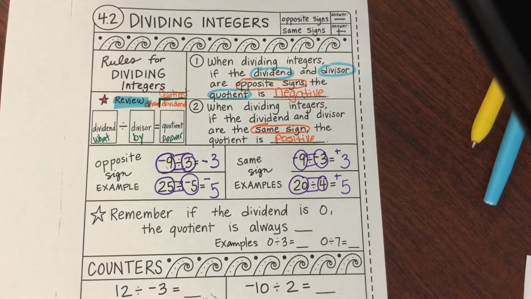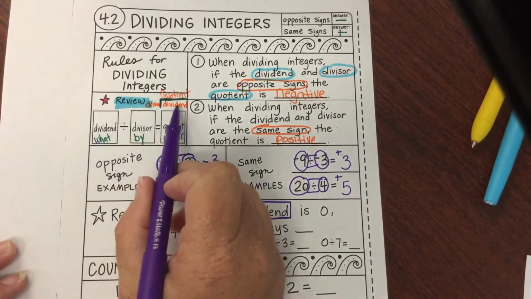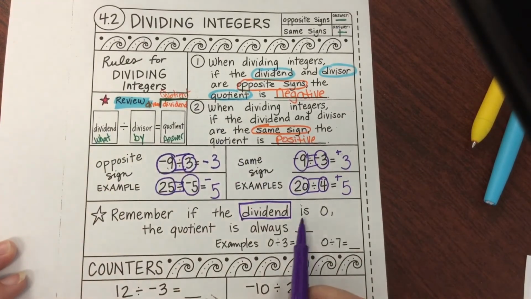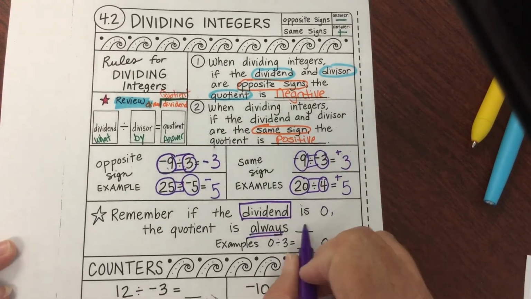All right, remember if the dividend, if you don't remember, come back up. That is the one that's going to be on the inside, is a 0. The quotient will always be 0.